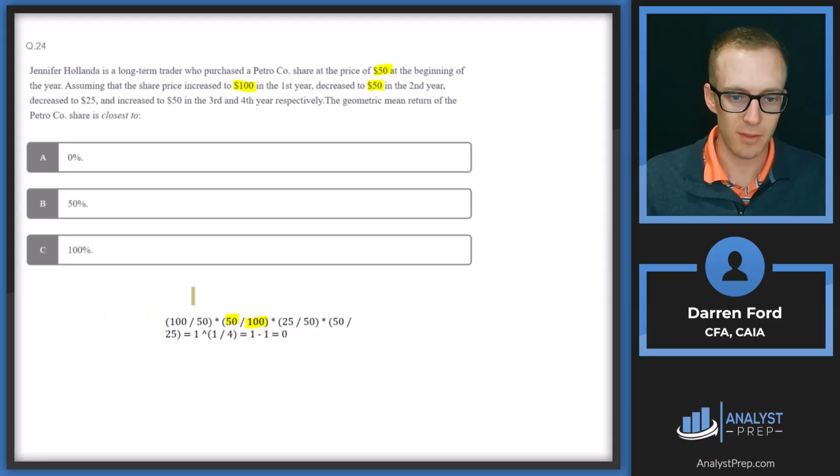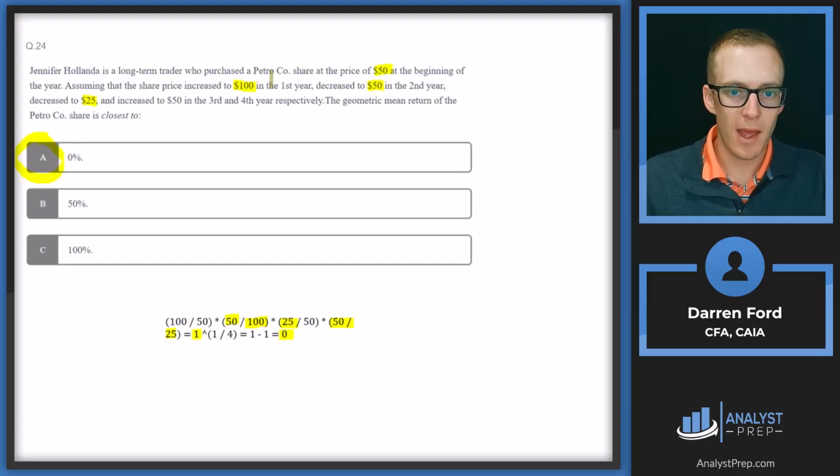So we gained 100%, then we lost 50%. Then we lost 50% again when we went down to 25. But then we increased again by 100% by going up to 50. So that's going to equal 1. And then we're going to take that to the fourth root and then subtract 1 to get our overall return, which gives us 0. Answer A.